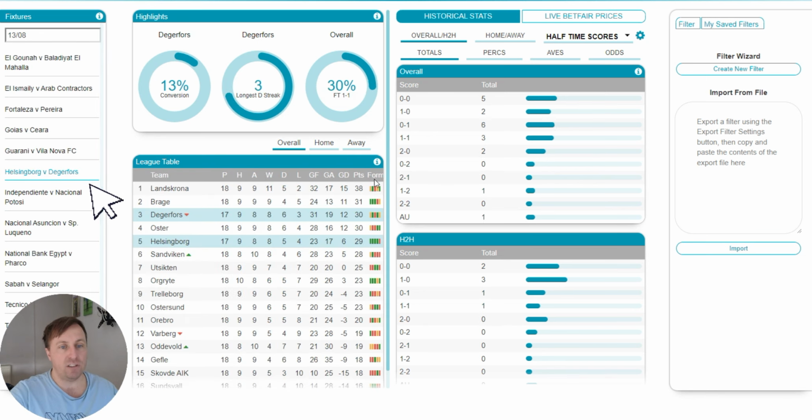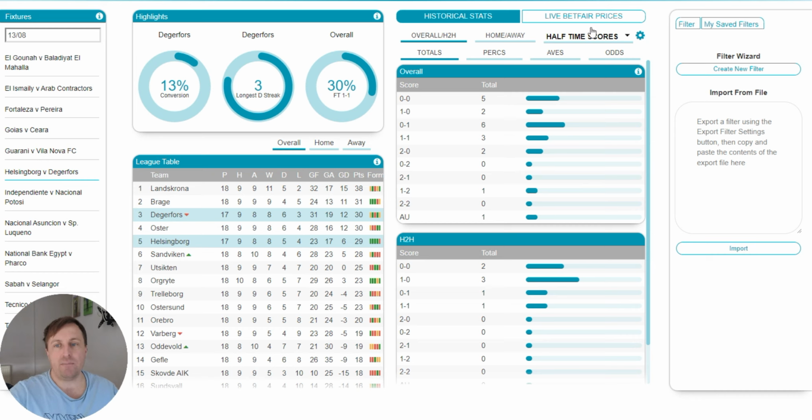So I'm going to look at some of the games. Let's start with Helsingborg versus Degerfors. So we've got the game here. Now, what I want you to look at here, there's a box here with the halftime scores in. And this is where we're going to focus, the halftime and the full-time scores. That's where I focus most of my action for correct score.